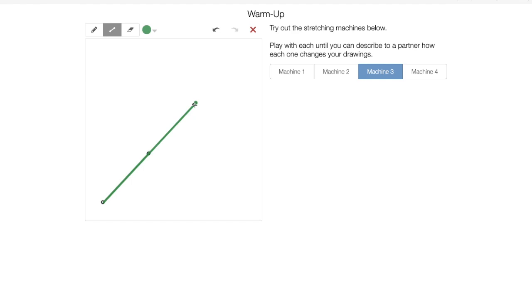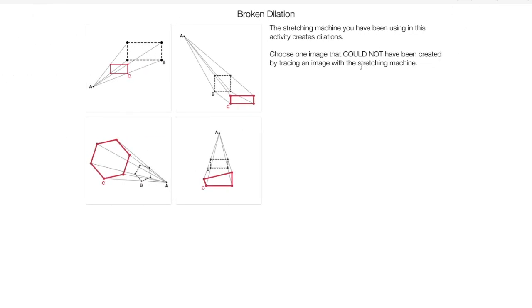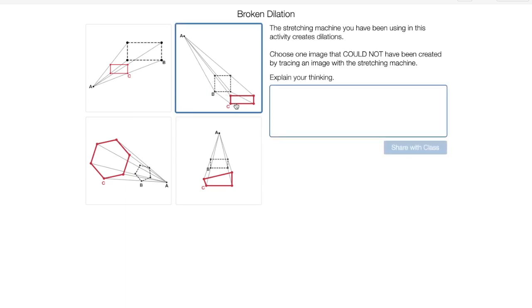Okay, so when we got to the end of this activity, when we look at 4 different pictures and we had to decide which one was the broken dilation, you guys remember that a lot of you guys picked this one in the corner, and the reason why this is a broken dilation is because the line connecting the center of dilation, which is A, to B, which is our pre-image, to C, which is our image, this line right here is not one straight line. It's actually 2 straight lines. So from A to B is one line and B to C is a different line.